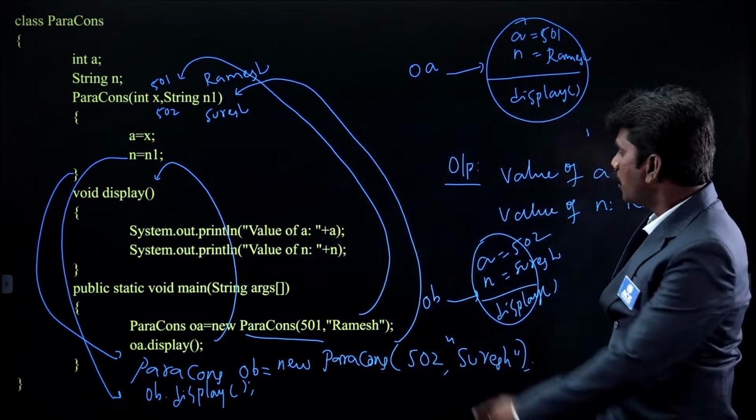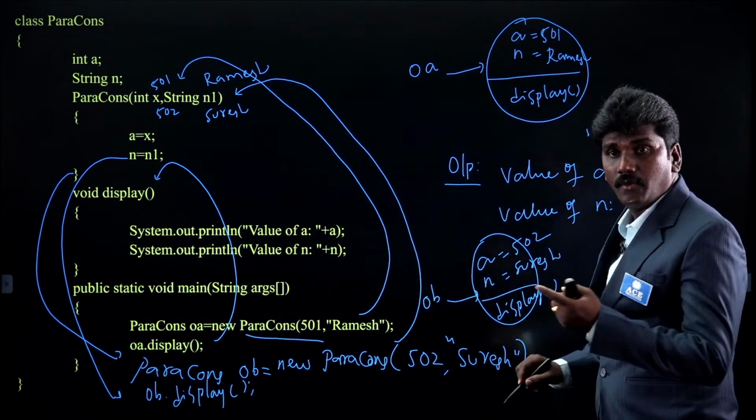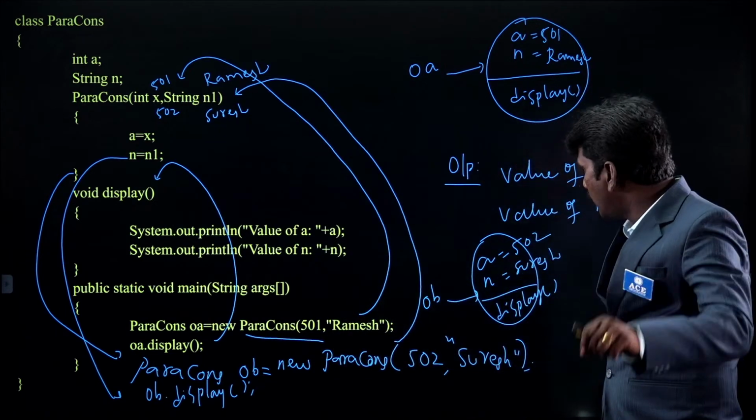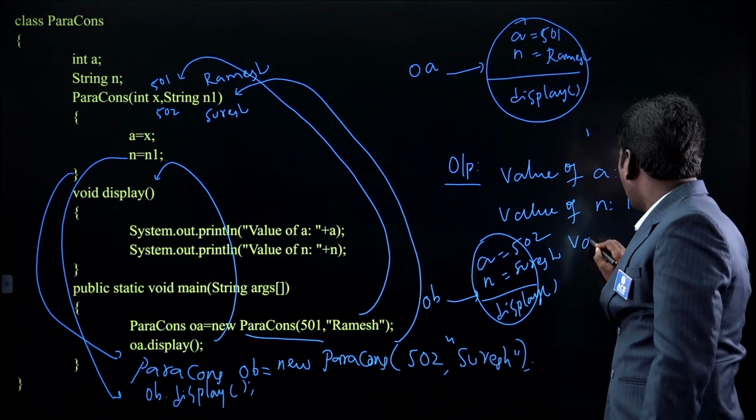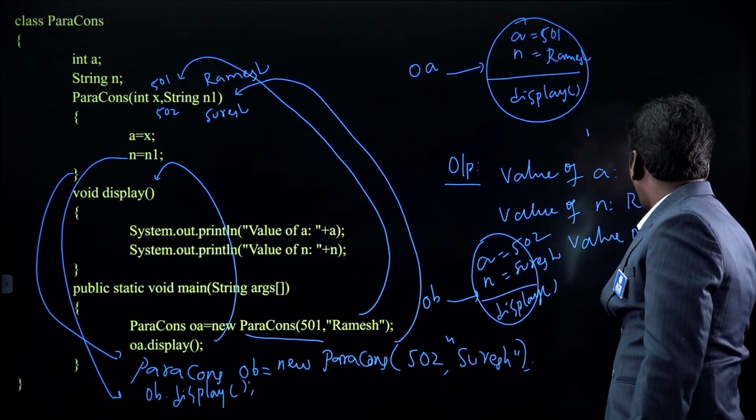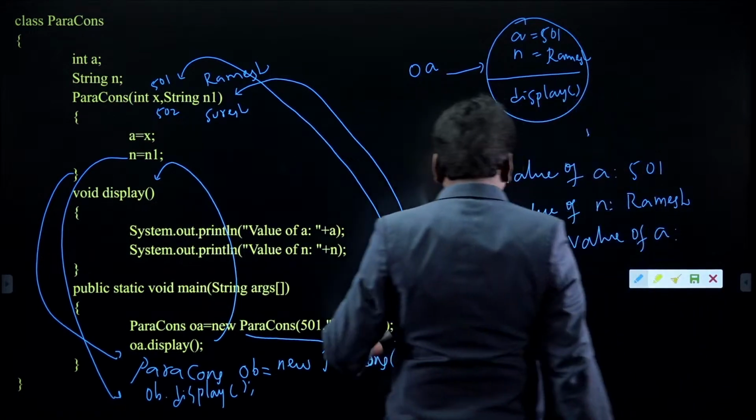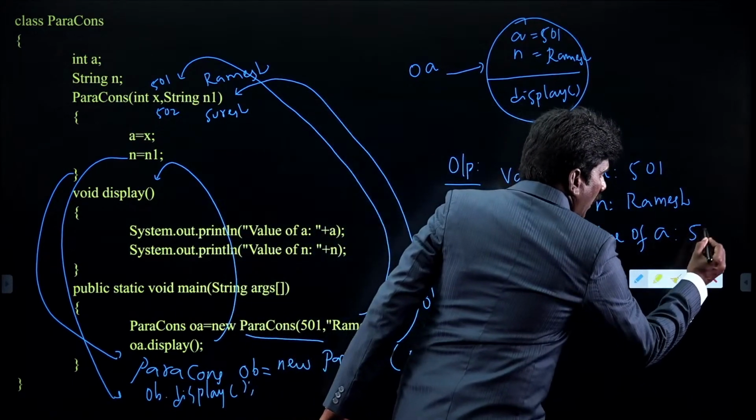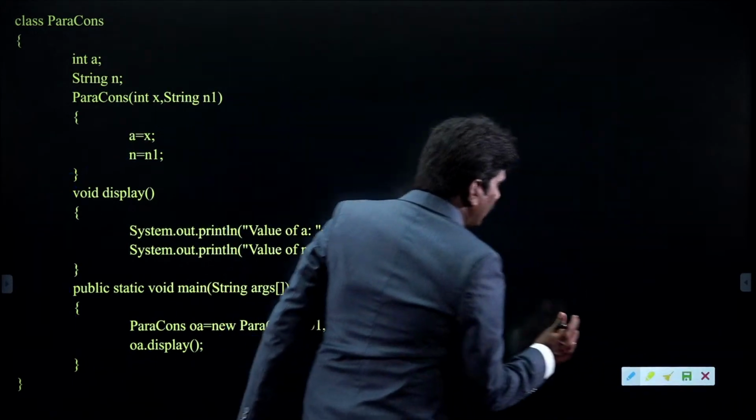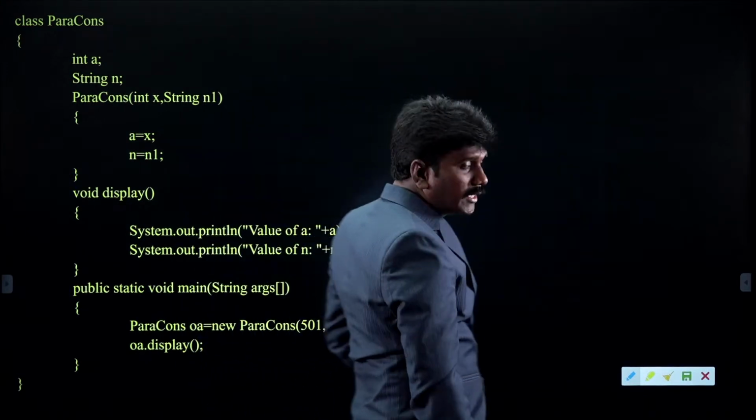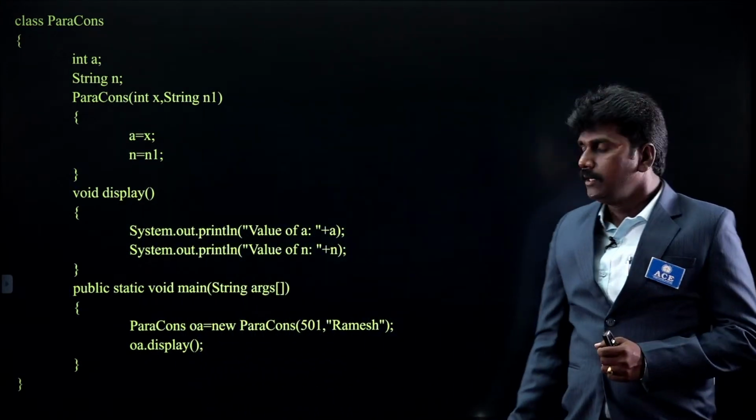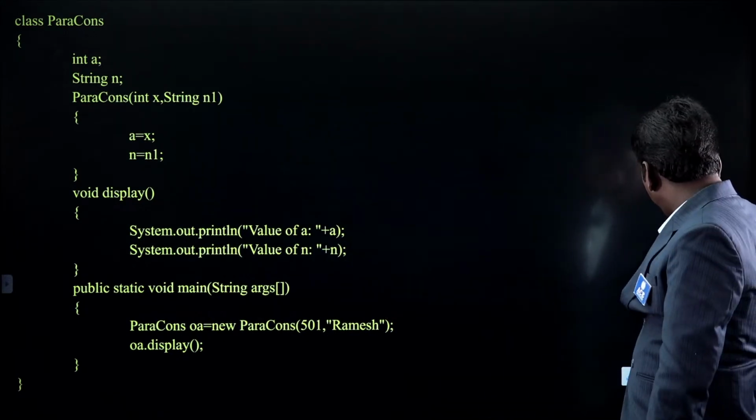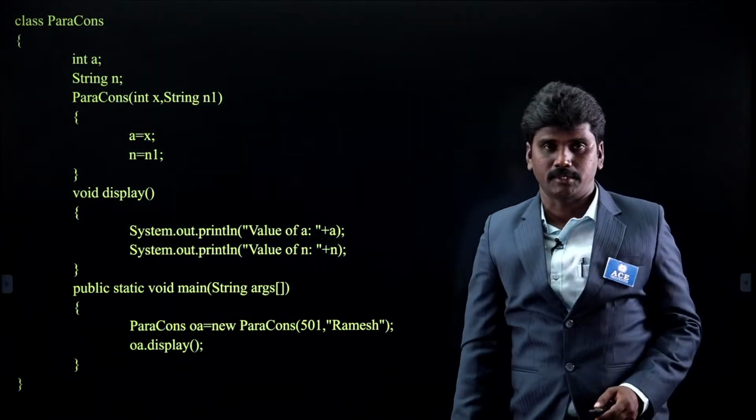Inside it, what do we have? Value of a. Now which object does it belong to? OB. So for OB, what is the a value? 502 will be printed, and then next, the value of n will be printed as Suresh. Like that, the parameterized constructor will be used.